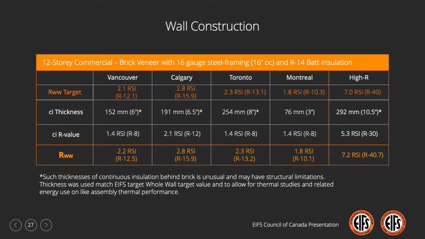As noted in our previous tables, we have the whole wall target value as established by the eaves wall assemblies in our top row. So for Vancouver, 2.1, Calgary, 2.8, Toronto, 2.3, Montreal, 1.8, and for our high R wall, an RSI value of 7. In the bottom row, we have the whole wall value as achieved by the masonry wall assembly. In between the two, we have the required CI for the masonry assembly in order to achieve the whole wall target value. So for Vancouver, 6 inches, Calgary, 6.5, Toronto, 8, and Montreal, 3. For a high R wall, we have an exterior insulation thickness of 10.5 inches.